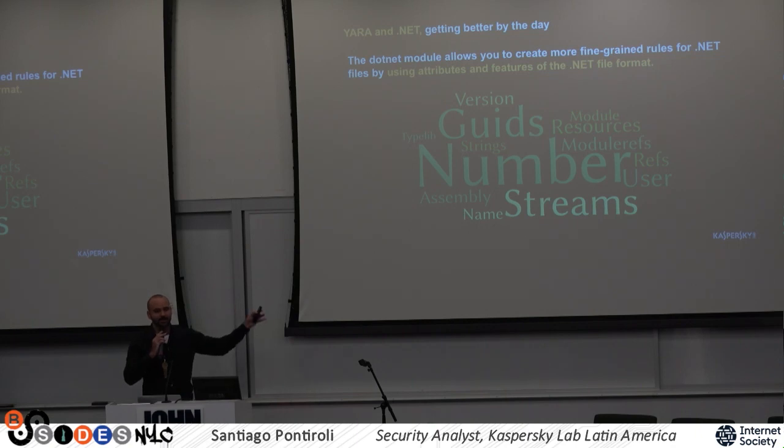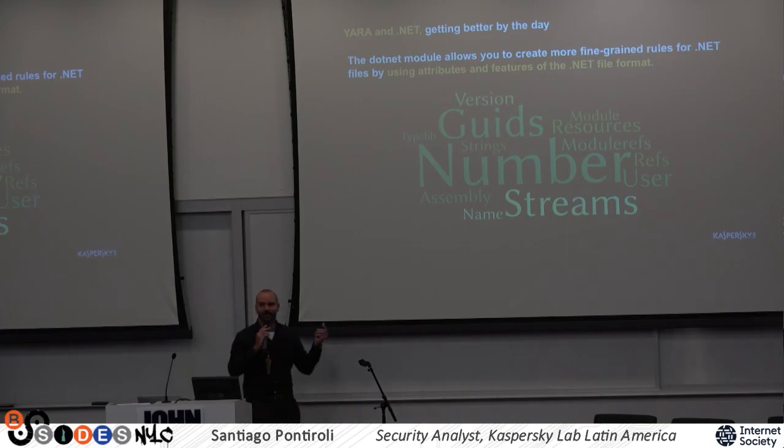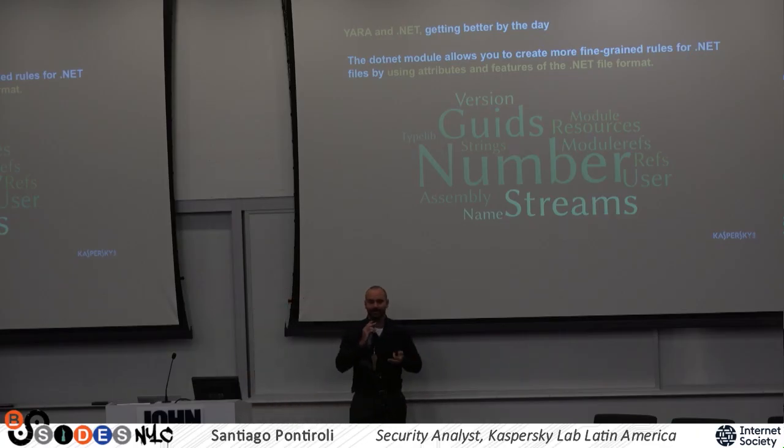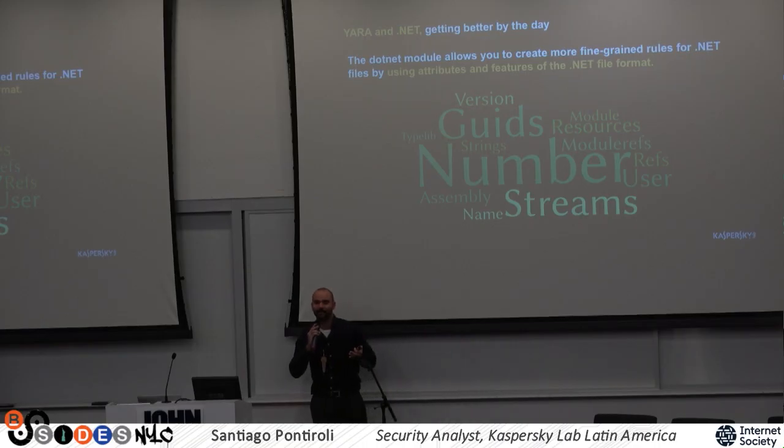And this is why I started to think about the .NET module to write YARA rules specifically for .NET malware. Since version 3.6.0, they added this module. In the beginning, I was extremely happy and eager to try it. So I downloaded the latest YARA, installed everything, and was going to run it. I wrote a couple of rules, and it didn't work the way I expected.